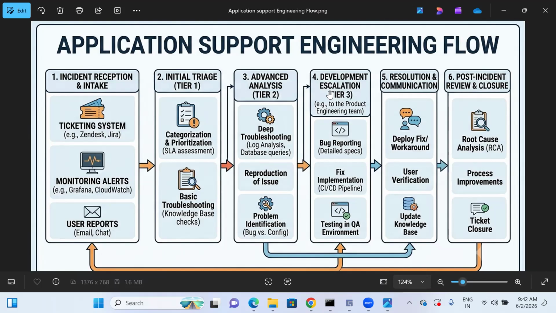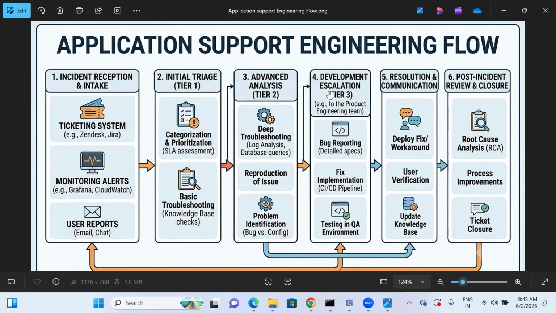Second is the initial triage, which focuses on assessing the incident impact to categorize and prioritize against any service level agreements that we create, followed by any basic troubleshooting using existing knowledge base resources. Everything will be part of the second phase.